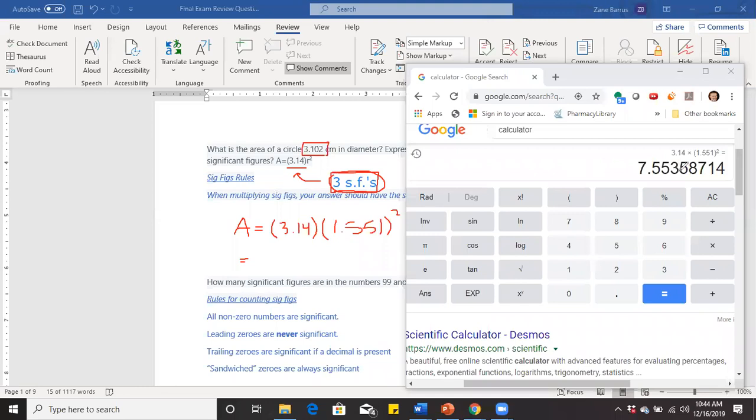So I'm going to cut this answer off at 3 sig figs, and because this 3 is going to influence how this 5 is rounded, back to your rounding rules from elementary school, we're going to round that 5 down because that 3 is less than 5. So your answer should be 7.55 centimeters squared. And that would be your answer. Okay. Let's keep going.